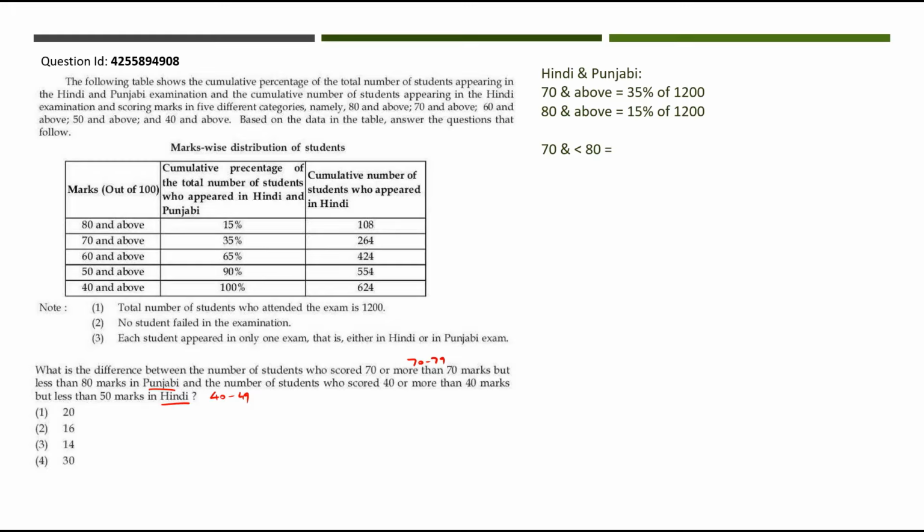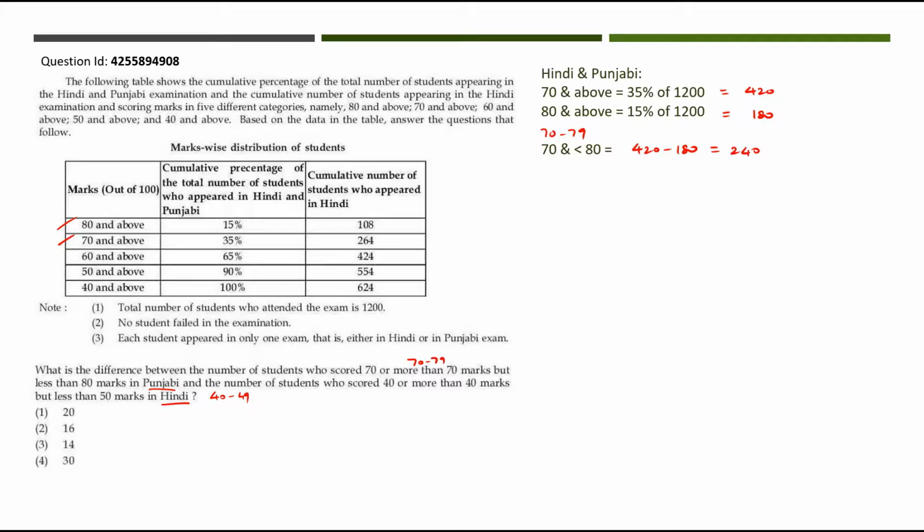When they say 70 to 79, you have to pick the range of 70 and above and 80 and above. 70 and above is 35%. We have already found out 35% of 1200 is 420 in the previous question. What about 80 and above? 15% of 1200. This data is already found out in the previous question. This is 180. So to find the range between 70 to 79 in both Hindi and Punjabi, we have to subtract both the values. 420 minus 180 will give you the value of 240. This is Hindi and Punjabi together.